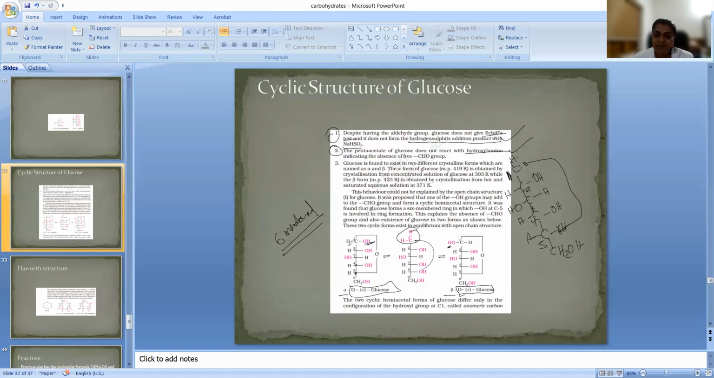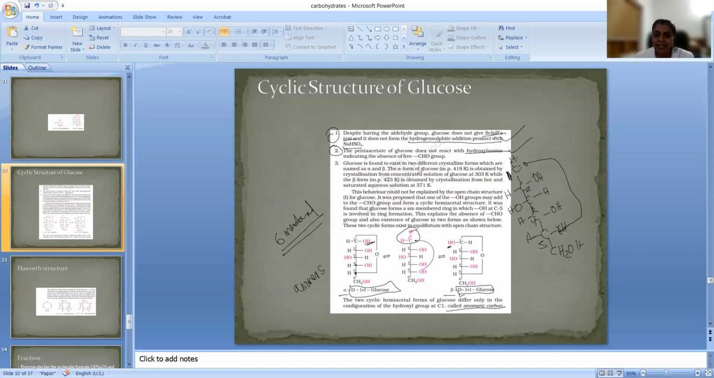This difference in the OH group produces two isomers here, so they are called anomers. They are called by a different name, anomers. And this carbon is called anomeric. The first position carbon is called the anomeric carbon also.